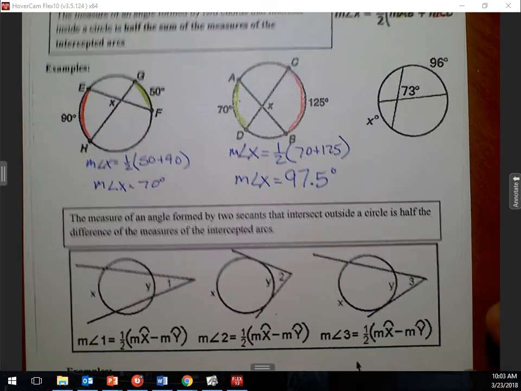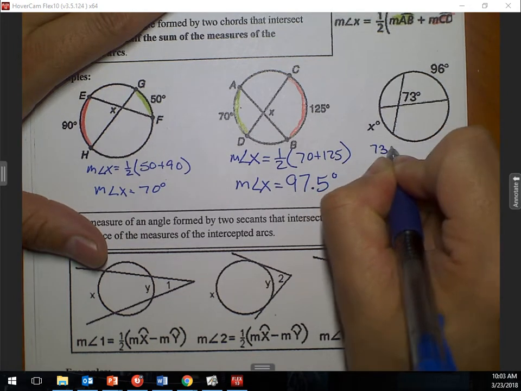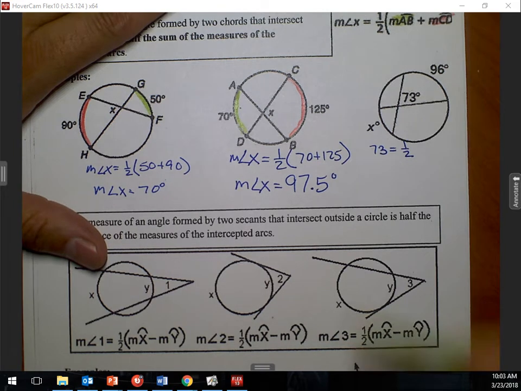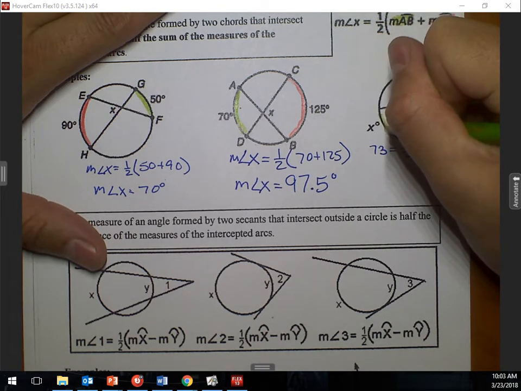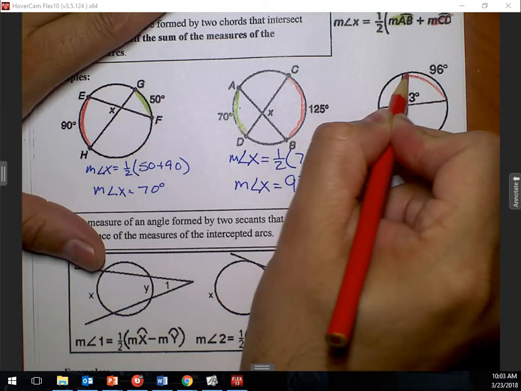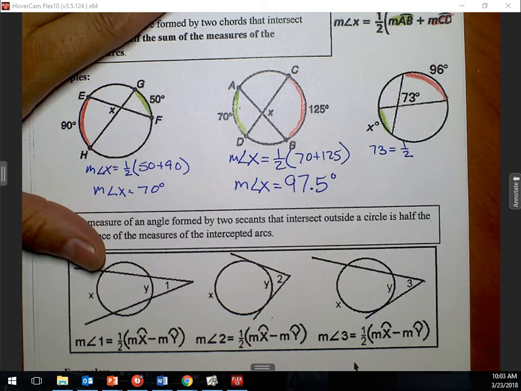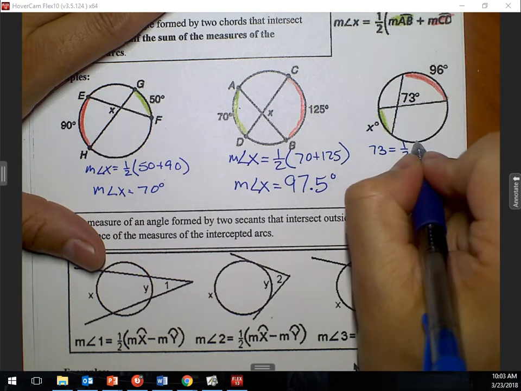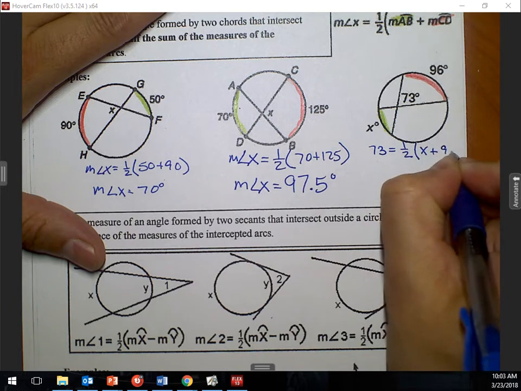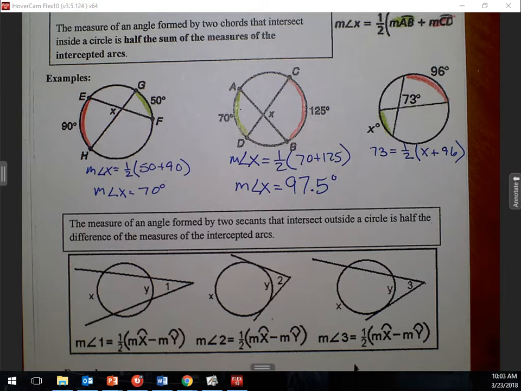Okay, so let's go ahead and try and do that. So I'm going to say that 73 is equal to 1/2. So I have my two values there. So 1/2, open parentheses, x plus 96. Now it turns into an algebra problem.